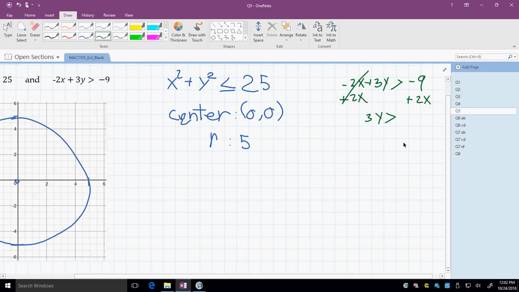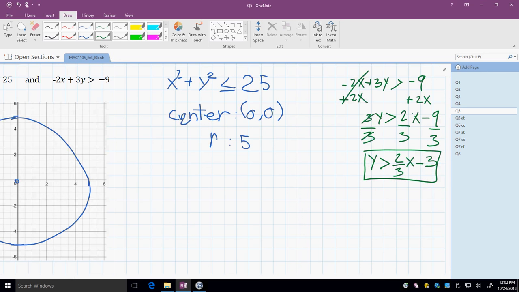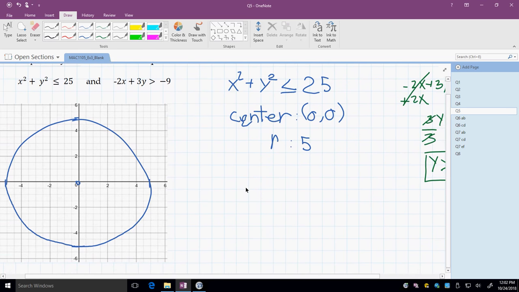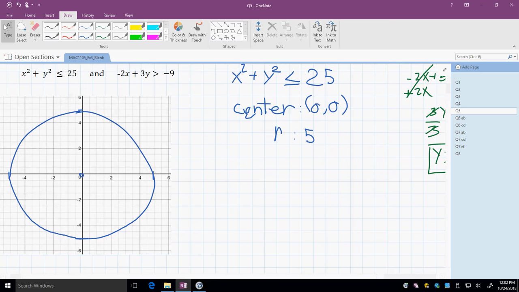So it's going to be 2x minus 9. I'm going to divide by 3 in each term. 3 cancel, and I have y is greater than 2/3 x minus 3. Yep. I have my y-intercept, which is the 3. So negative 3.